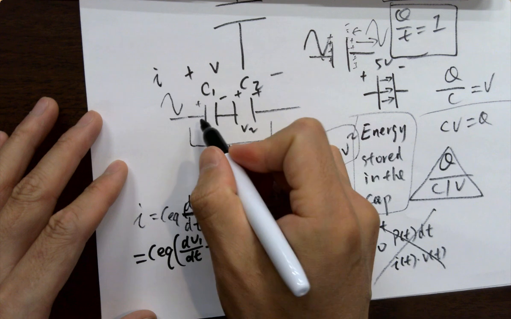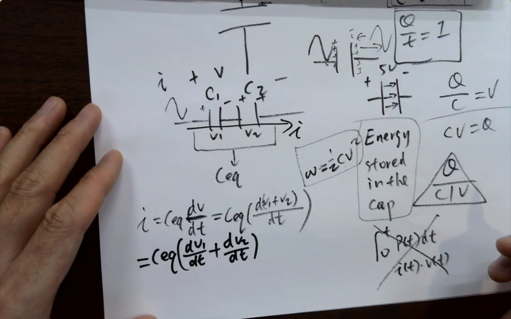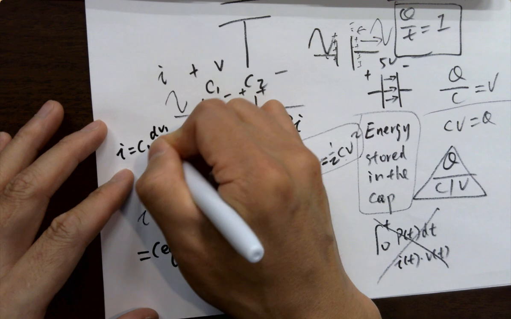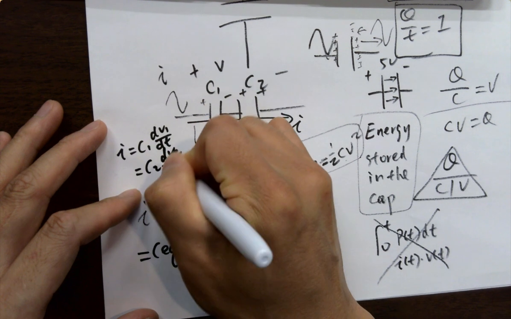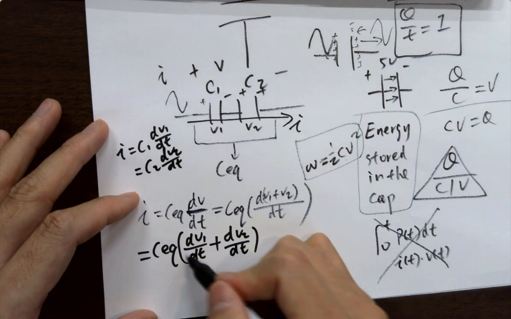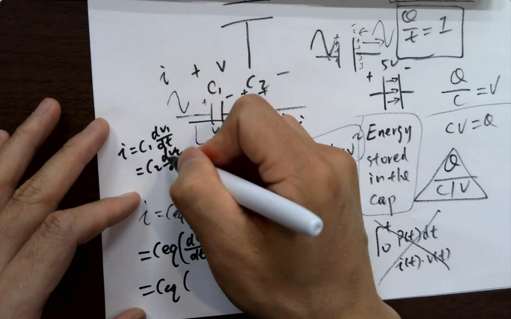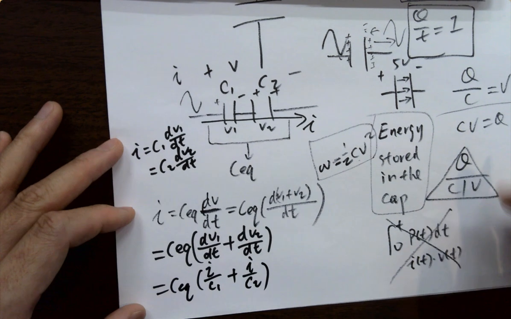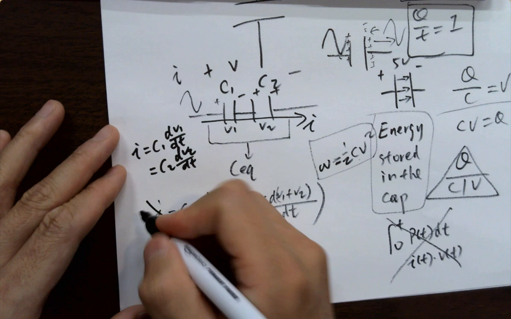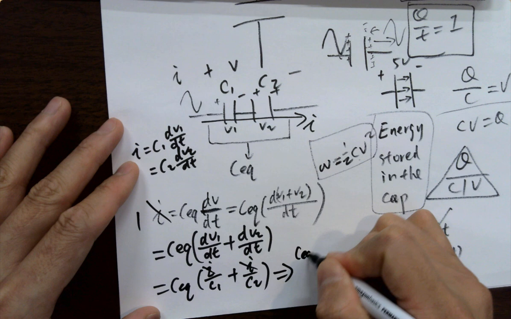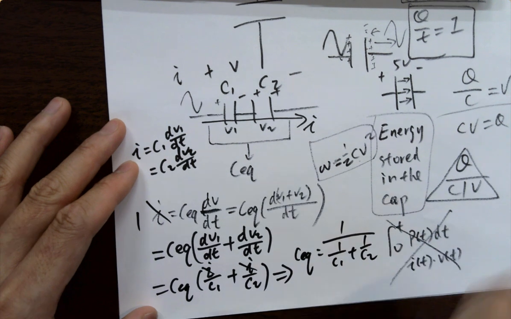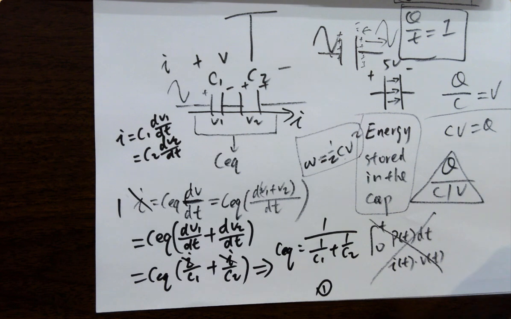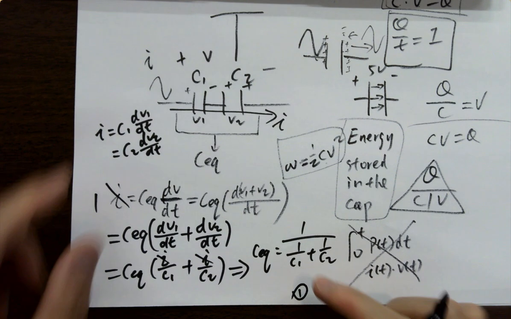Because we know it's the same current going through, it's a short circuit, I also equals C1 dV1/dt and C2 dV2/dt. So this becomes C equivalent times dV1/dt, which is basically I over C1. So you can get I cancelled. This gives you C equivalent equals 1 over (1/C1 plus 1/C2). That's a conclusion we need to know, because almost 60% of the problems ask to use it. It looks like a parallel resistor, but it's in series.